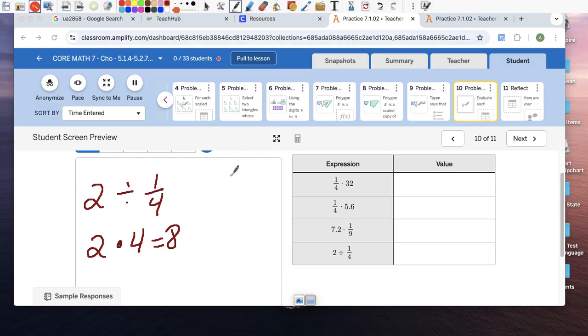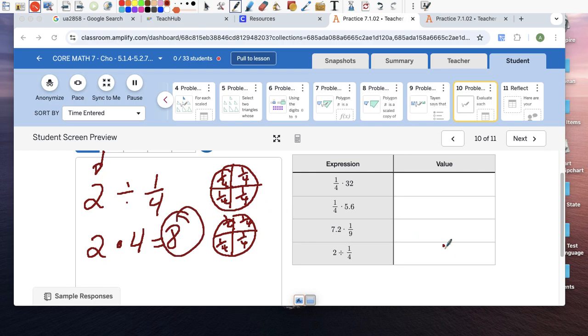Think about a pie, right? 2 pies. Here are my 2 pies. And you want to cut them into 1/4 slices. How many of them do you have? You have 1, 2. This is 1/4. This is 1/4. This is 1/4. 1/4, 1/4, 1/4, 1/4. So if you took 2 pizza pies and you cut them in 1/4, how many slices would you have? 8. This one is 8. And that's exactly what this question is asking you to do.